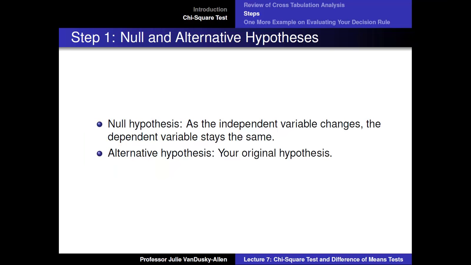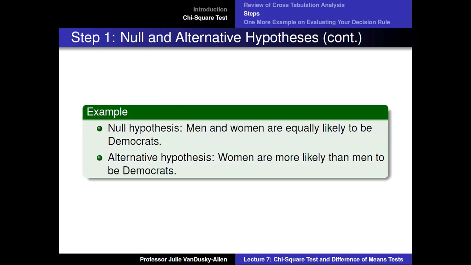The first step in a chi-square analysis is writing the null and alternative hypotheses. The null hypothesis just states that the independent variable has no effect on the dependent variable. As the independent variable changes, the dependent variable stays the same. The alternative hypothesis is just your original hypothesis. So applying this to the example, the null hypothesis should be that men and women are equally likely to be Democrats. The alternative hypothesis should be the original hypothesis. Women are more likely than men to be Democrats.